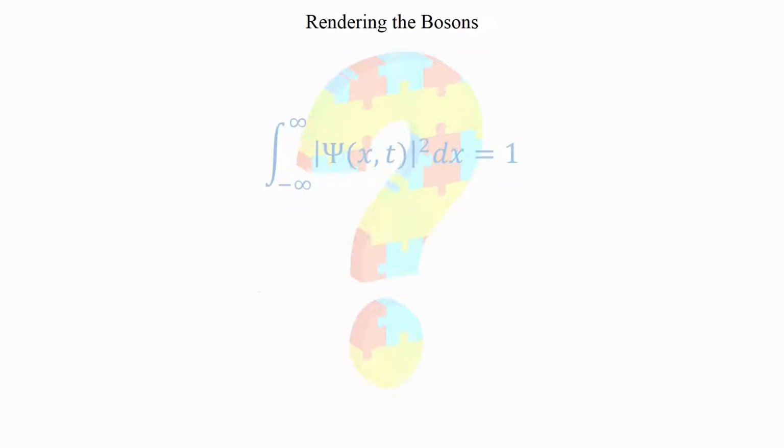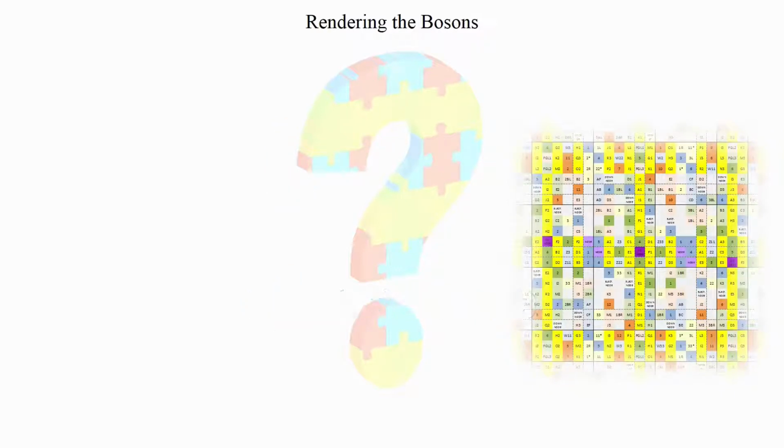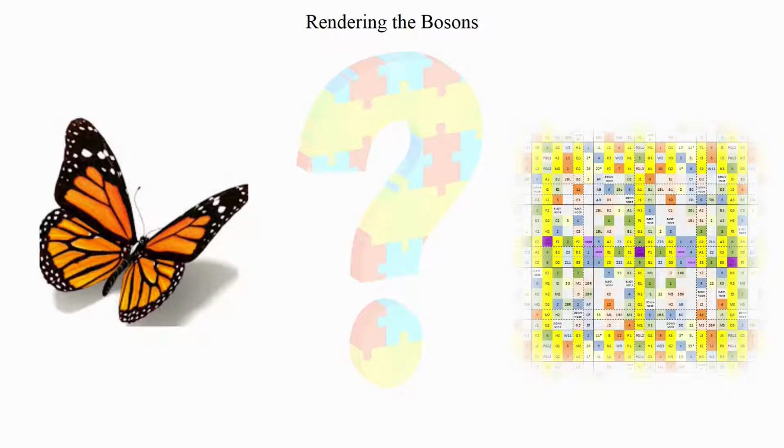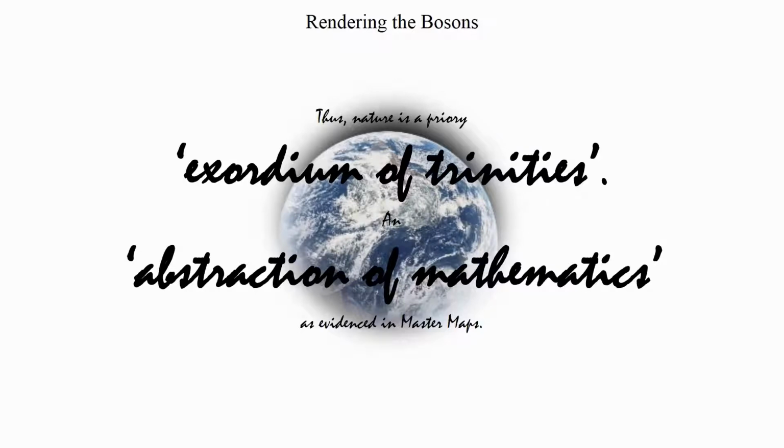And although our mathematical constructs to describe nature are magnanimous, my findings are best conveyed through illustration, making complex mathematics largely unnecessary. In this way, a wide audience can contemplate some of nature's most complex relationships more readily. So we now embark on a compelling story. Nature appears as a priori exordium of trinities, an abstraction of mathematics, as evidenced in our three master maps. Keep the pause button close by.